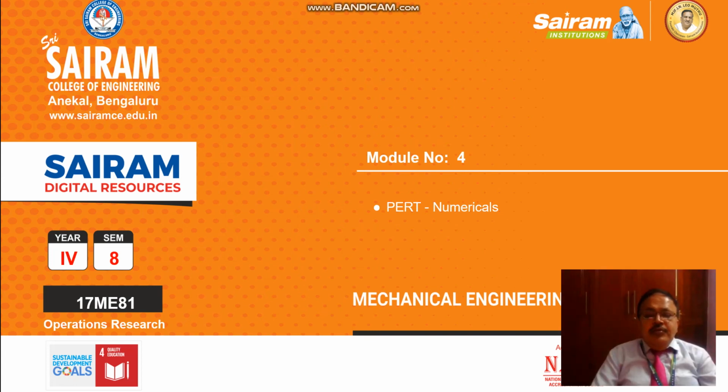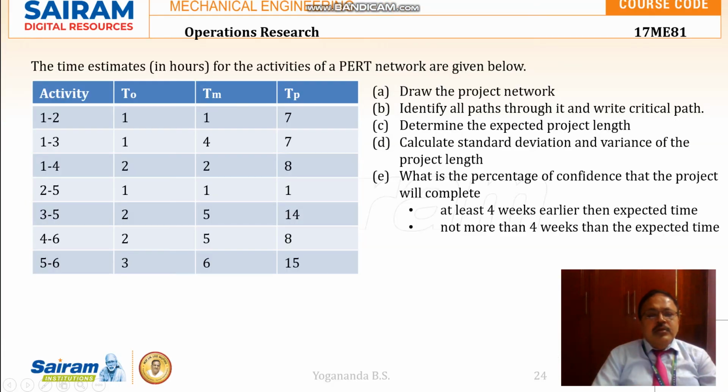So, good afternoon, friends. Now we are discussing numericals in part, that is program evaluation review technique of network analysis in module number 4 of the subject operation research. So here the time estimates are given, so that is in hours. So TO, TM, TP. So optimistic time, most likely time, pessimistic time for different activities of a project.